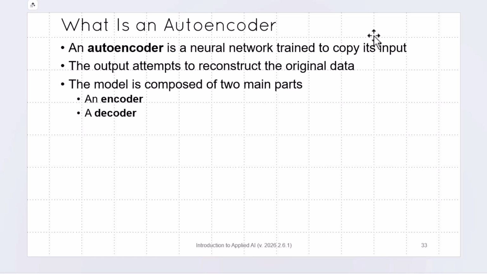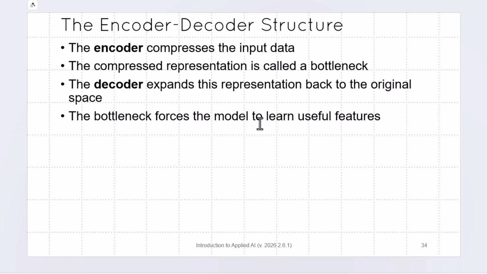That's what an autoencoder is supposed to do. The output attempts to reconstruct the original data. The model is composed of two main parts, an encoder and a decoder. So what do the encoder and decoder do? The encoder compresses the input data into some form, and the compressed representation is called a bottleneck. The decoder expands that representation and tries to recreate the original space. The bottleneck forces the model to learn useful features.